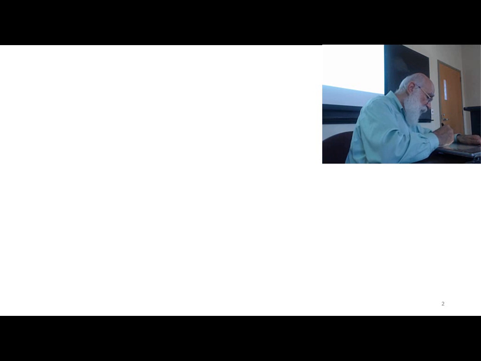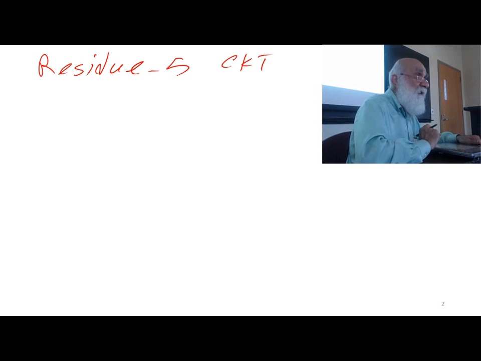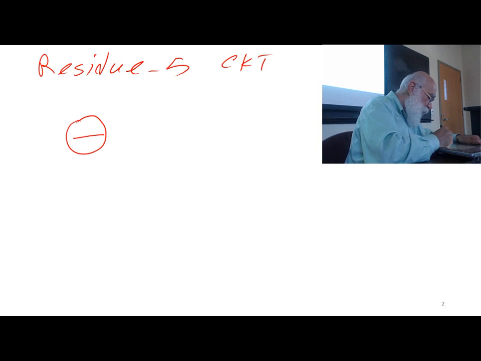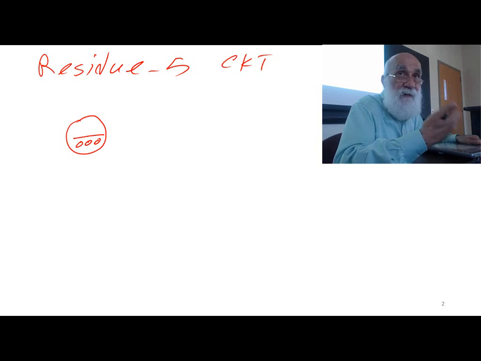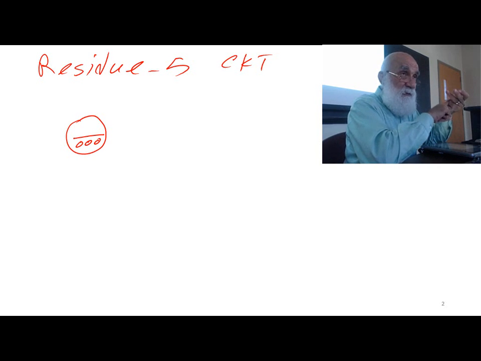All right, let's do the design. It is the residue 5 circuit, and I start with a state diagram, and I have a state where my output is 0 0 0. Actually I need 3 outputs because the remainder by 5 is either 0, 1, 2, 3, or 4.